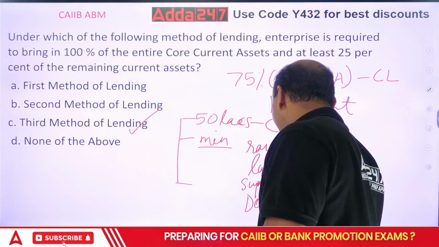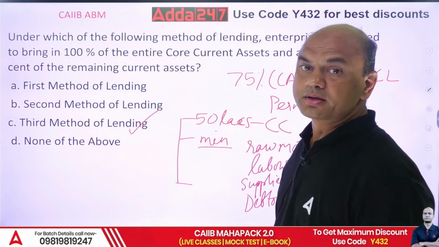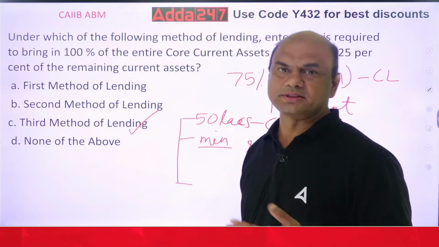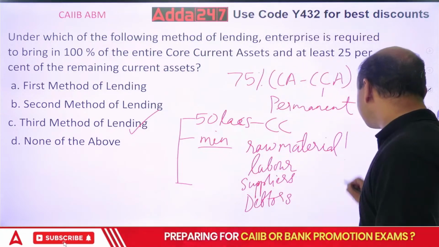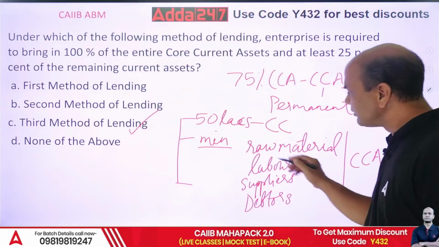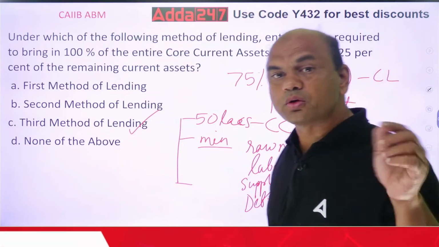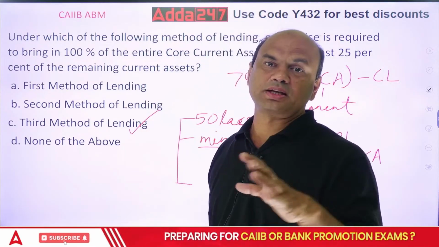So what is the minimum level? This minimum level is classified as a core current asset. It's classified as a CCM. So this is known as core current asset. So the bank says this minimum level, at least you bring it from your own money. After that, whatever is the difference, I'll find out.